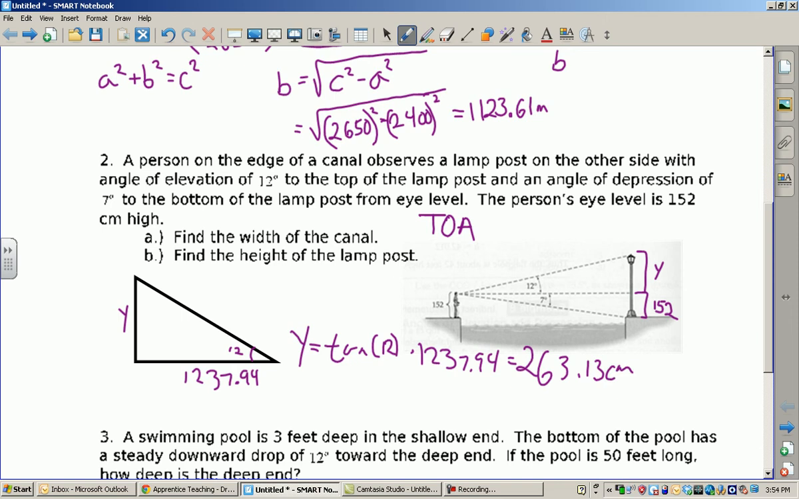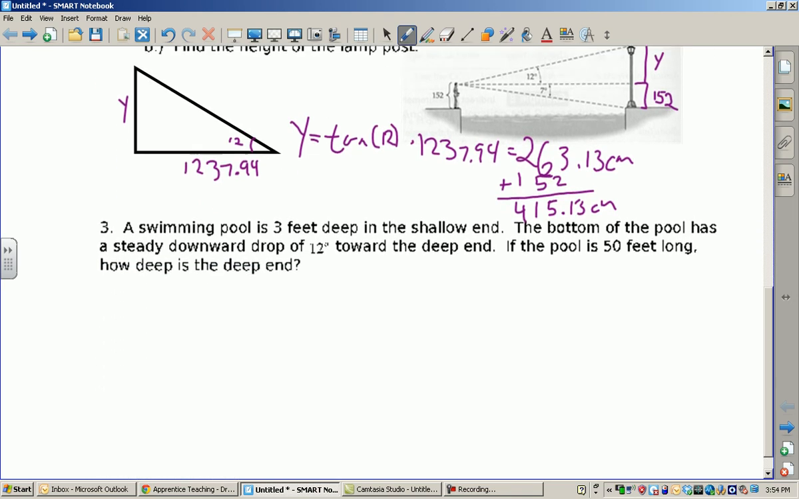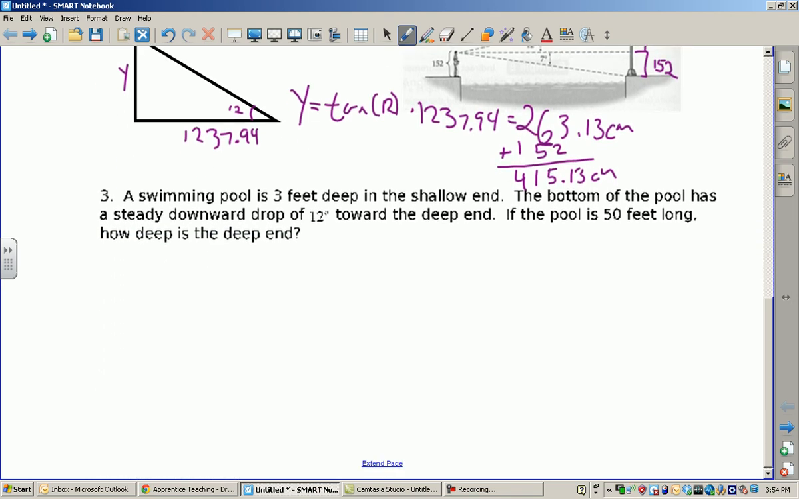To get the height of the total light post, I need to add 152 centimeters to that. So the height of the lamppost for part B was 415.13 centimeters, or just over 4 meters tall. Okay. Maybe we'll do better on number 3. On number 3, I have a swimming pool that is 3 feet deep, okay?